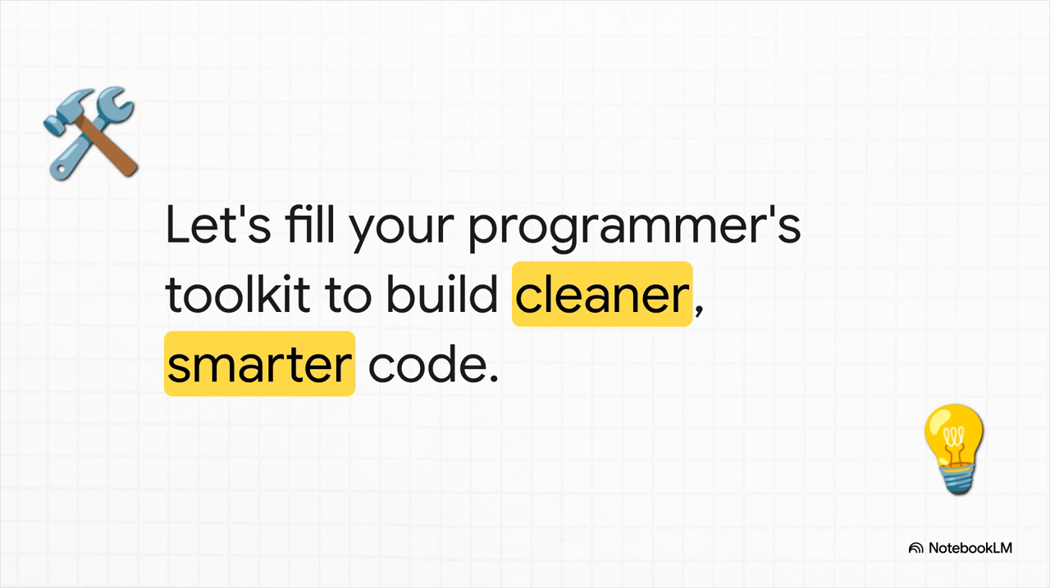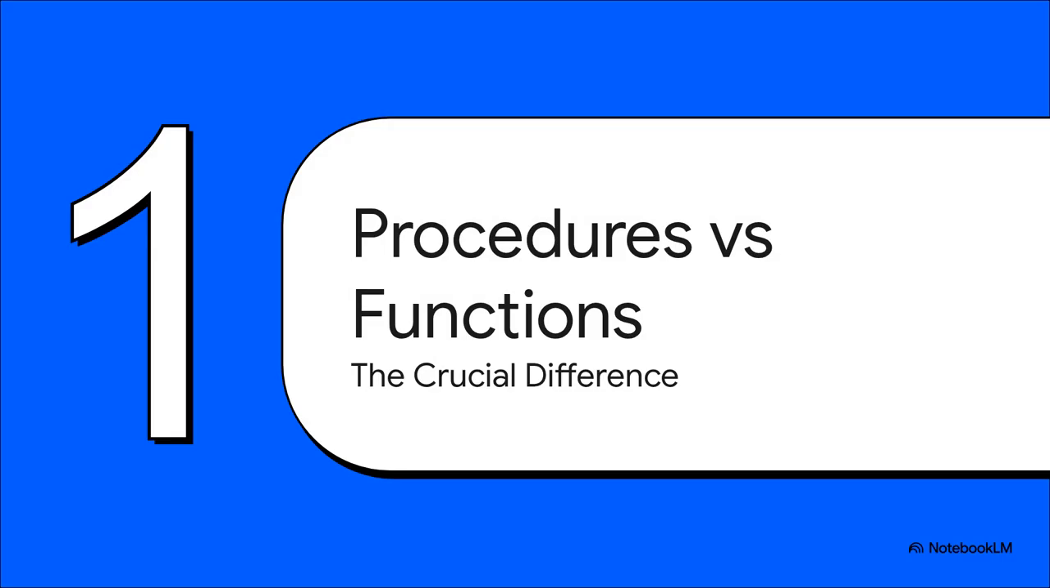Think of this as your first trip to the coding hardware store. We're going to grab the two most fundamental tools that solve this exact problem of repetition and help us build way cleaner and much smarter code. Okay, let's dive into our first section. The first two tools we're putting in our belt are called procedures and functions.